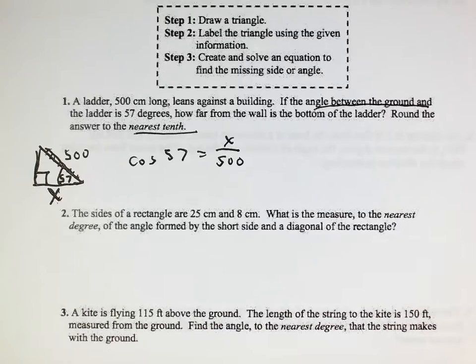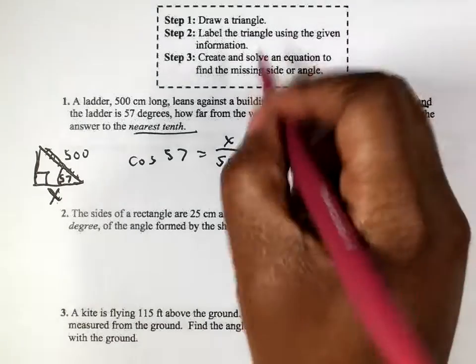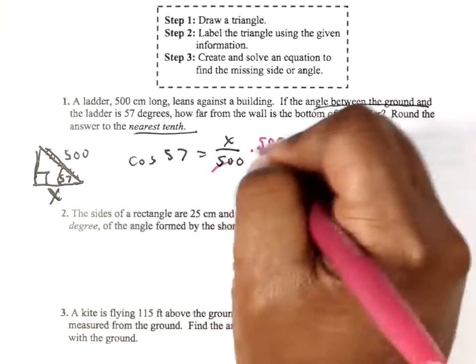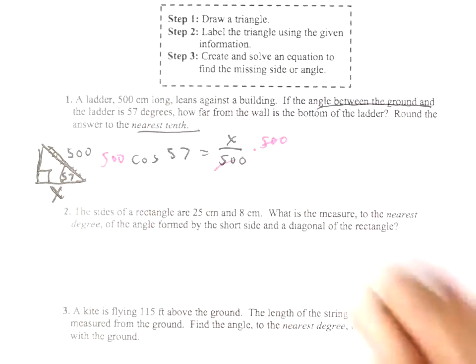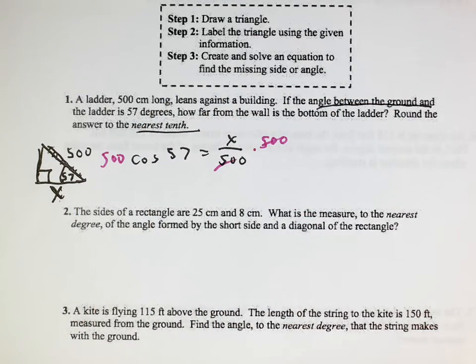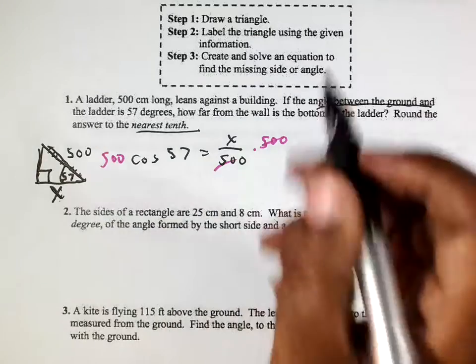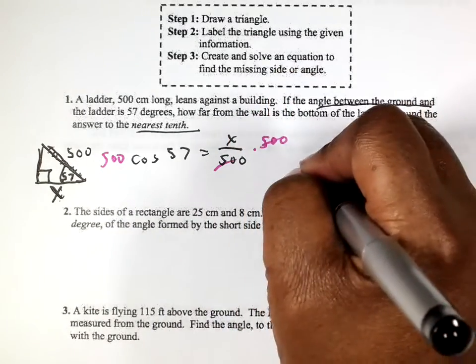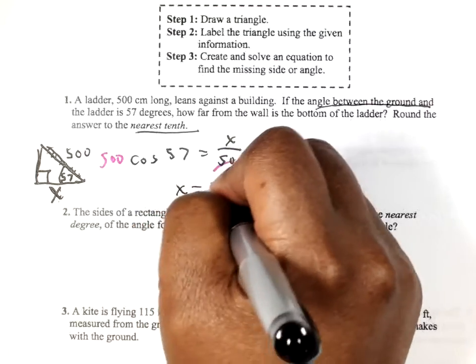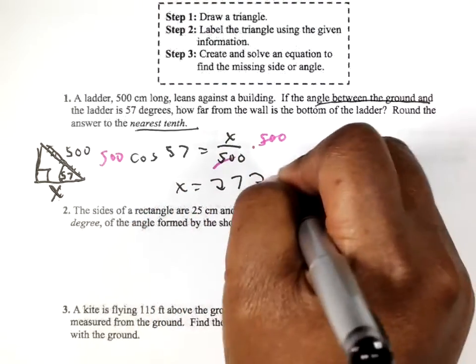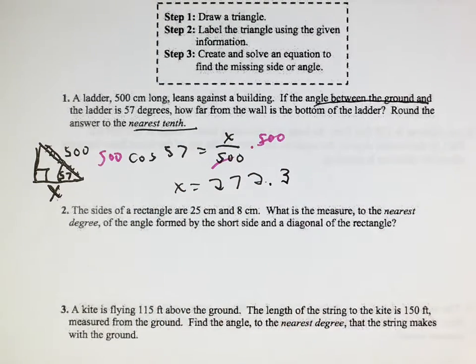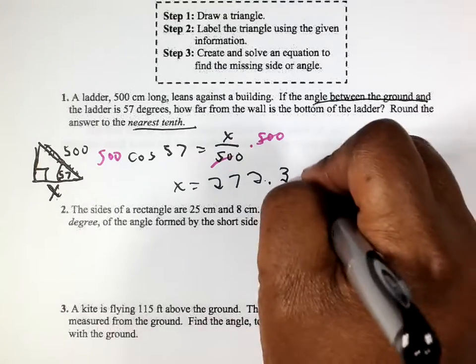Now to solve this, I'm just going to multiply both sides by 500 and plug that in the calculator. So 500 cosine 57, round it to the nearest tenth. I get x is 272.3, and the units here were centimeters.